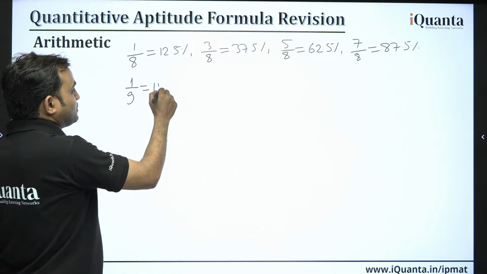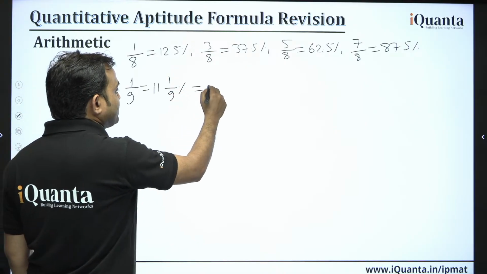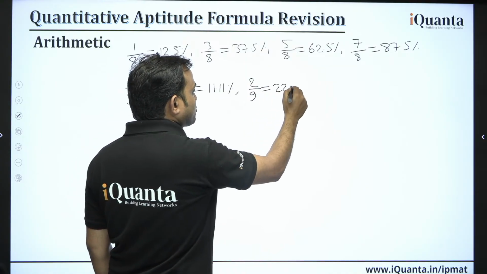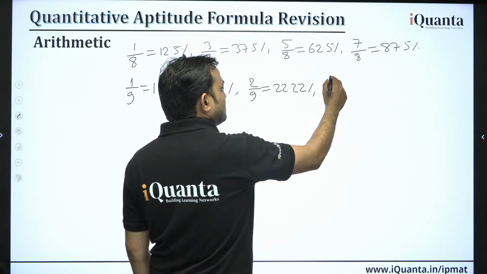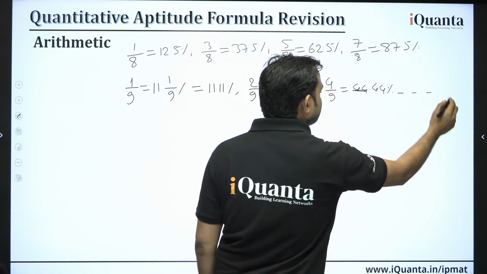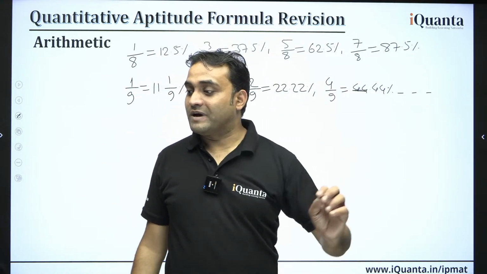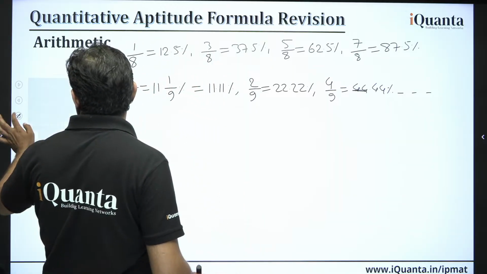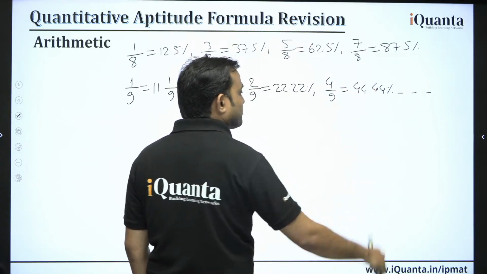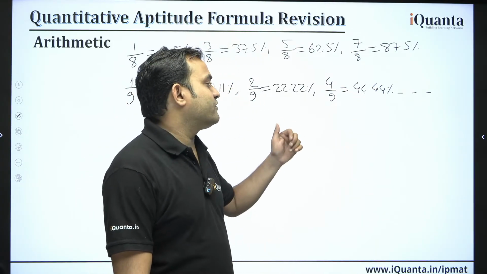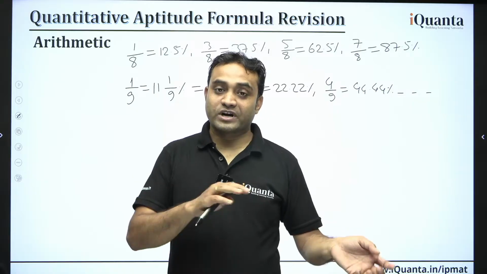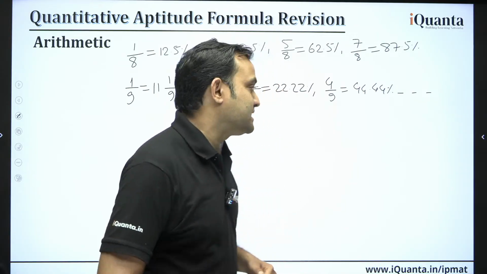1 by 9 will be equal to 11 1 by 9%, which can be written as 11.11%. 2 by 9 will be equal to 22.22%. 4 by 9 will be equal to 44.44%, and so on. So check the pattern. 1 by 9, 11.11%, 2 by 9, 22.22%, 4 by 9, 44.44%. So whenever you see these kind of fractions like 77.77% is 7 by 9, you can convert it into fraction and then solve the questions easily.